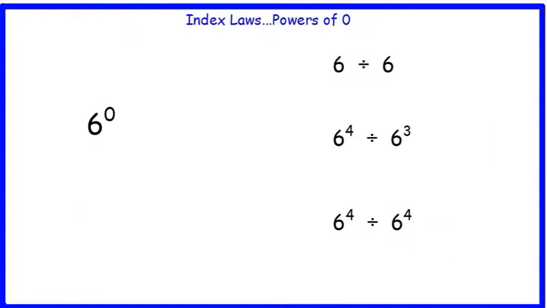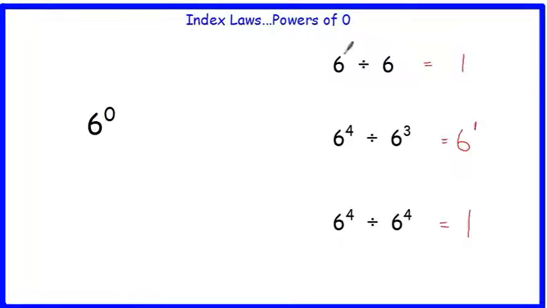Index laws: look at this one, to the power of 0. Well, 6 divided by 6 is 1. 6 to the power of 4 divided by 6 to the power of 3, I subtract the indices, is 6 to the power of 1. And 6 to the power of 4 divided by 6 to the power of 4: anything divided by itself gives me 1. This here also gives me 1.